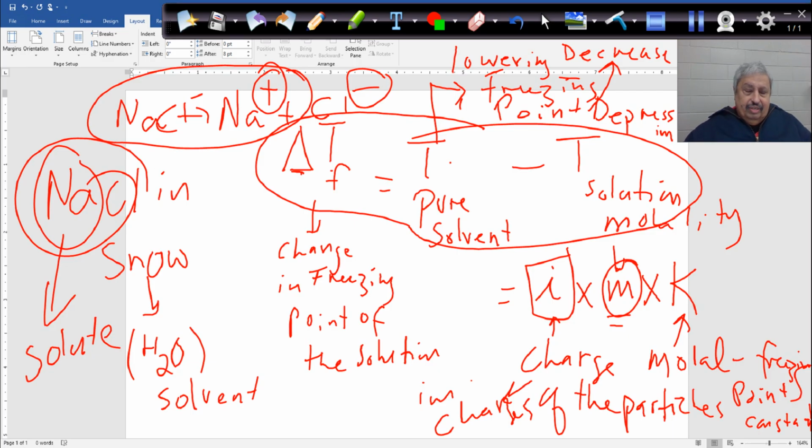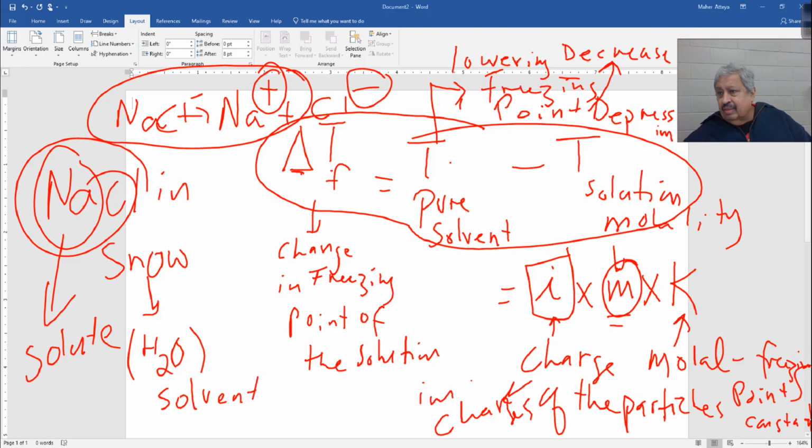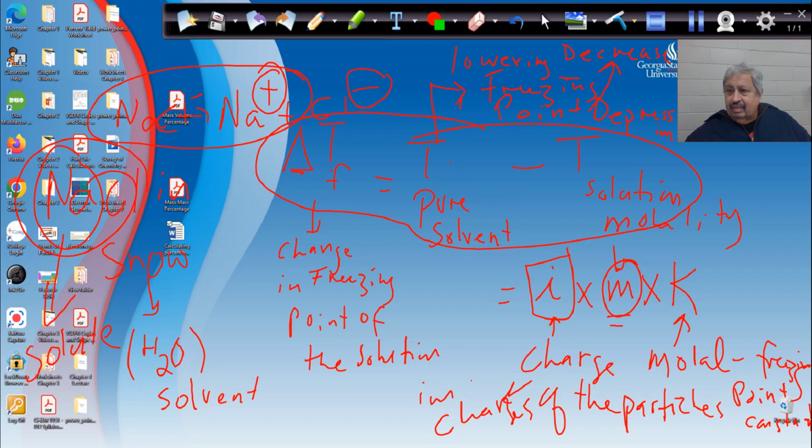That's the last thing about the idea. The idea is the more I use salt in my solvent, snow, the lower will be the freezing point. So I can melt the snow faster, and the freezing point will be lower. Right, guys? So this is the formula. As I said, this will not come because I doubt that we have it in our ACS exam, but since Timberlake is bringing it, I said I'll bring it here. So can I take this one out or do you need it? You need it?